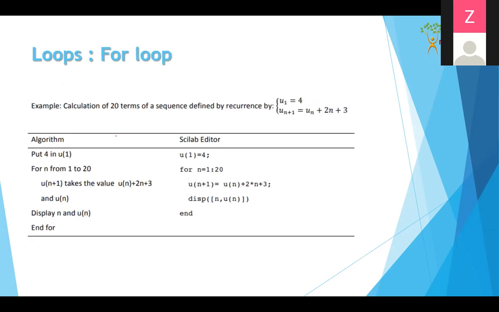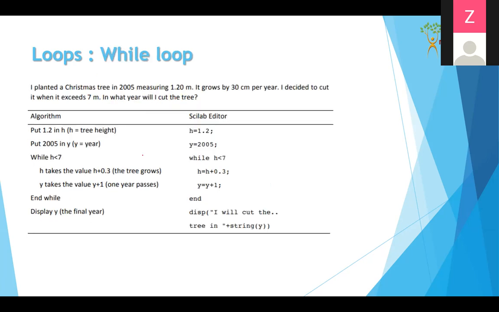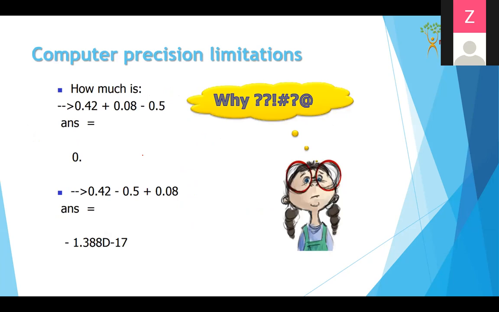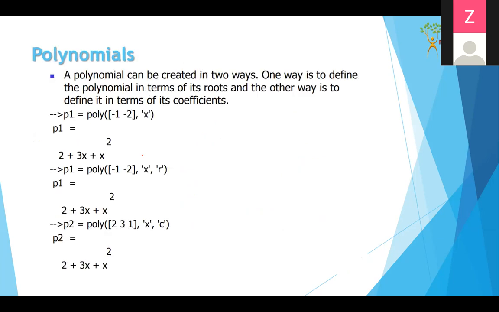We also did the for loop. In case our number of iterations is predetermined, we can use the for loop, or we can go for the while loop. Precision is available here up to 100 decimal places.